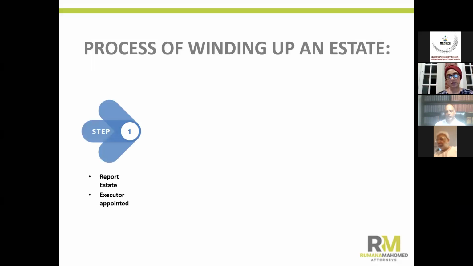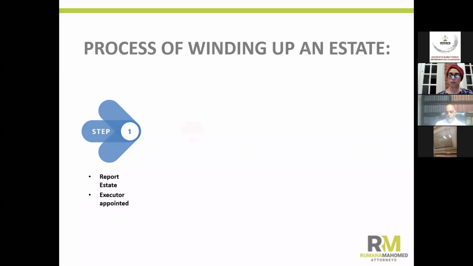So the first step is that the estate has to be reported, and by reporting the estate at the Master of the High Court, an executor is important. Having a will fast tracks this process because your executor is already nominated. The Master doesn't have to go through a process of determining who the executor ought to be.